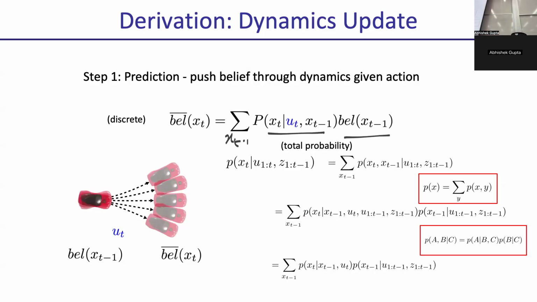Is ut supposed to be a distribution of where it could be, or is it the intended action? Ut is not a distribution. Ut is a known action. I was at xt, I don't know xt minus 1. I have some belief over xt minus 1, and I know that I took this action. So ut is a deterministic entity, or near deterministic, right? You can think of this as a table, and ut tells you which entry of the table you're taking to move forward.